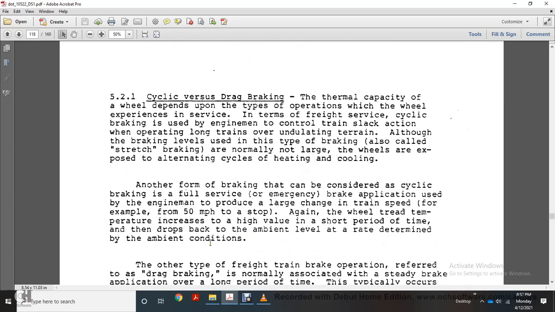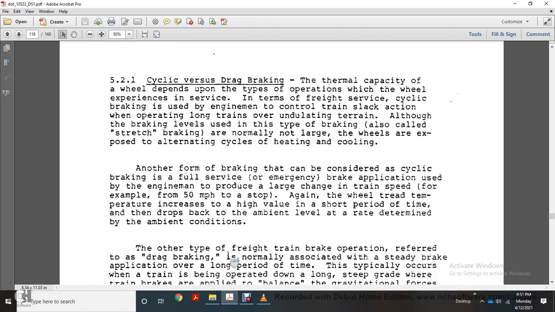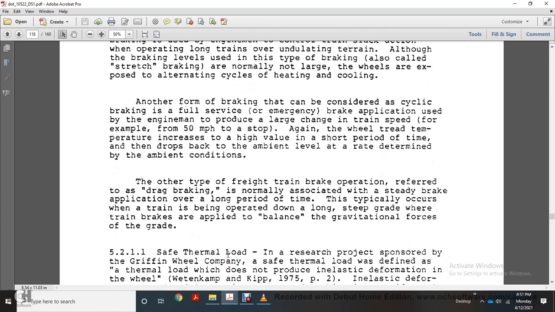Another form of cyclic braking is the full service or emergency brake application used by the engineer to produce a large change in train speed, for example 50 miles an hour to a stop. The wheel tread temperature increases to a high value in a short period of time, and then drops back to the ambient level at a rate determined by the ambient condition.